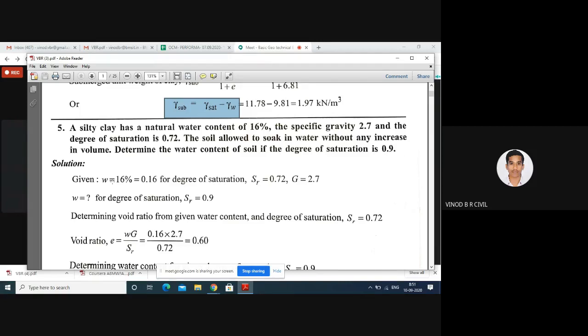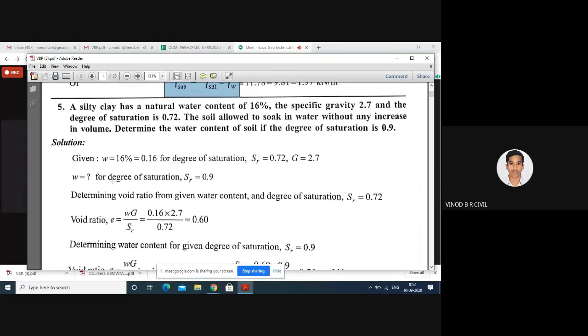Determine the water content of the soil if the degree of saturation is 0.9. Here they have given two conditions: 16% water content with degree of saturation 0.72, and when the degree of saturation is 0.9, what is the water content? That is the summary of this problem. Here, what are the given data? Water content is 16%, degree of saturation is 0.72 and specific gravity is 2.7. What is the water content for degree of saturation SR equal to 0.9?